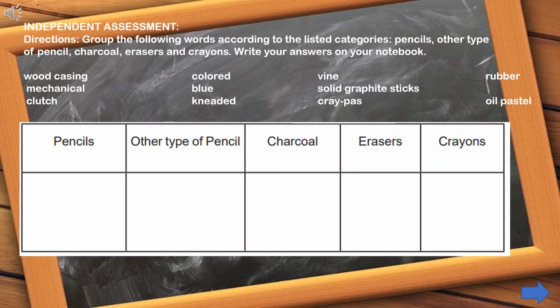For independent assessment. Directions: group the following words according to the listed categories: pencils, other type of pencil, charcoal, erasers and crayons. Write your answers in your notebook. The choices are wood casing, colored, vine, rubber, mechanical, blue, solid graphite sticks, clutch, kneaded, crepe, oil pastel. You can pause for a while answering this part.